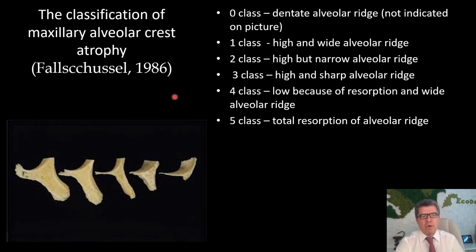The same classification for the maxilla was done by Fallschüssel in 1986. We cannot see here the zero class with teeth, but the first class, the alveolar ridge without teeth, is high enough and wide enough. The second class, high but narrow alveolar ridge. The third class, high and sharp alveolar ridge. The fourth class, low because of resorption, and wide alveolar ridge. And the fifth class, total resorption of the alveolar ridge.